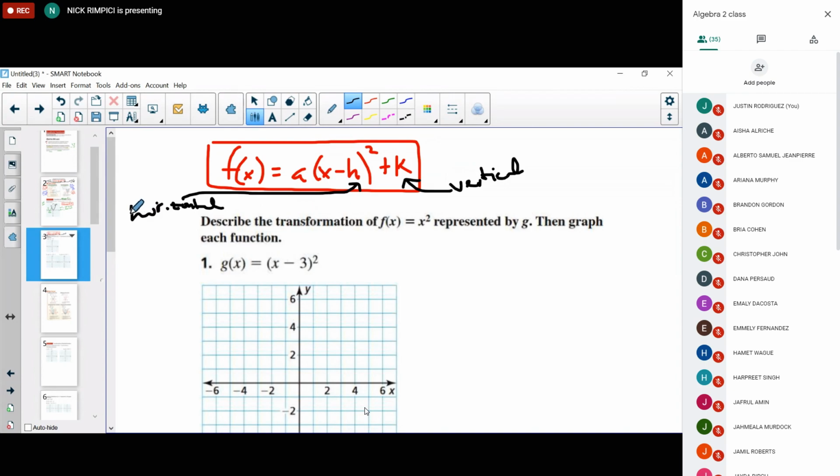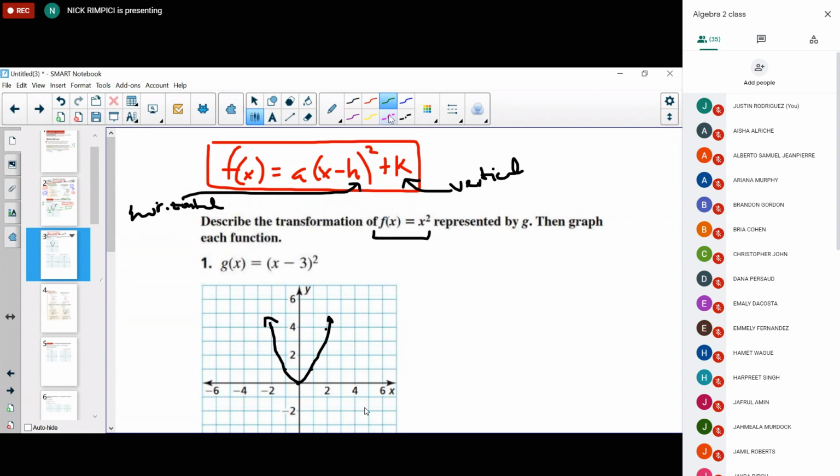Okay, so describe the transformation of f of x equals x squared represented by g, and then graph each. I'm not going to follow the directions verbatim. I want to graph x squared first, the parent function, just so we can get a visual on the parent. It never changes. It's always the basic x squared function, which you've probably seen a million times in other classes. So there is the parabola x squared. That's the parent.